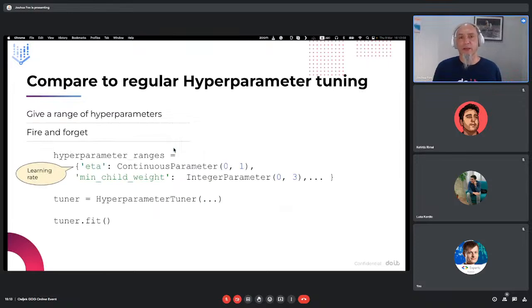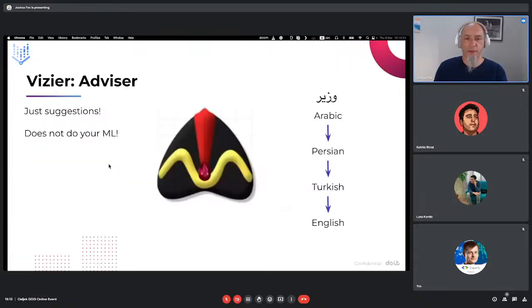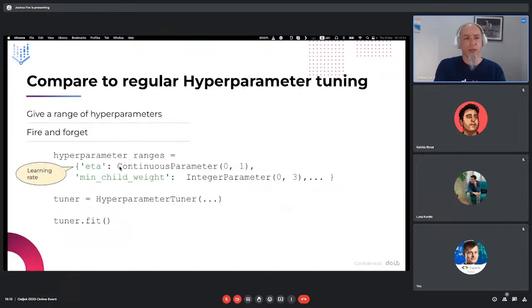Let's compare that to regular hyperparameter tuning. So with the, let's say, old-fashioned, if I could use that word, old-fashioned hyperparameter tuning, you give it a range of hyperparameters, fire and forget. So here the example is the hyperparameter range is the learning rate eta, which varies continuously from 0 to 1, and an integer, which could be 0, 1, 2, or 3. And you create this hyperparameter tuner object, and you say, fit, go.